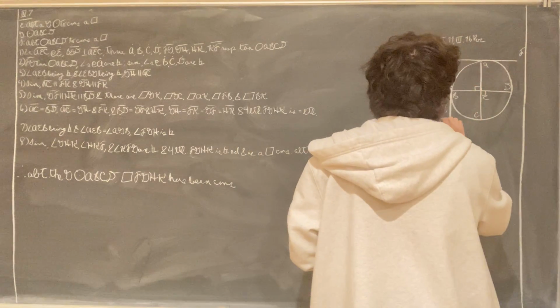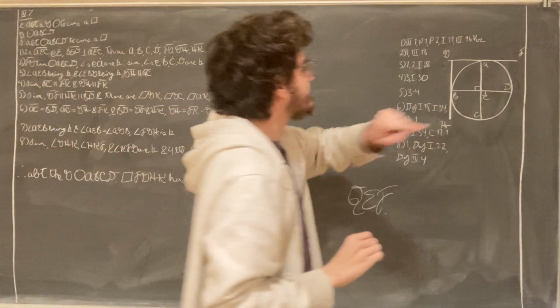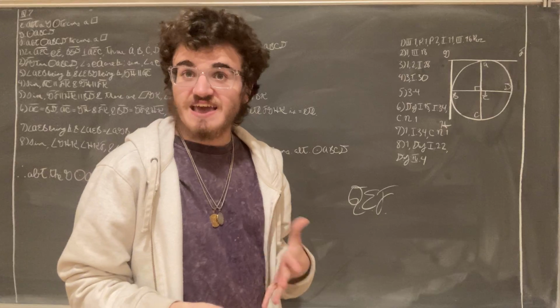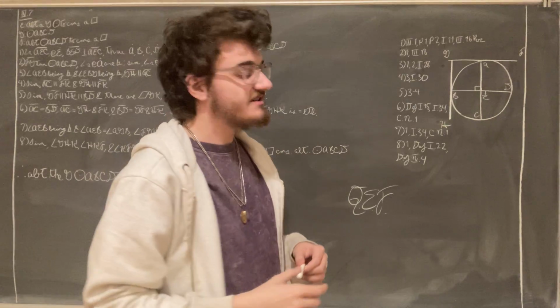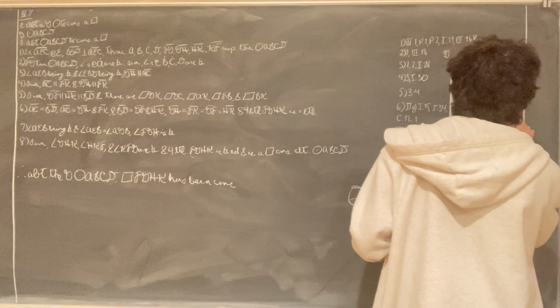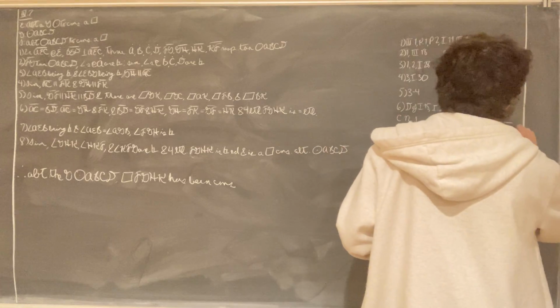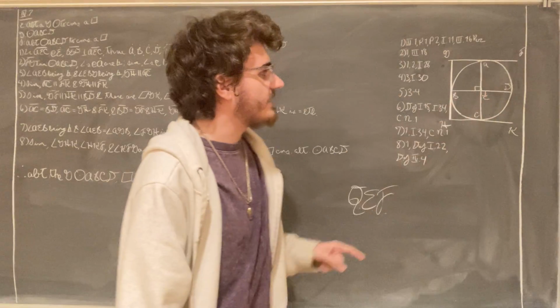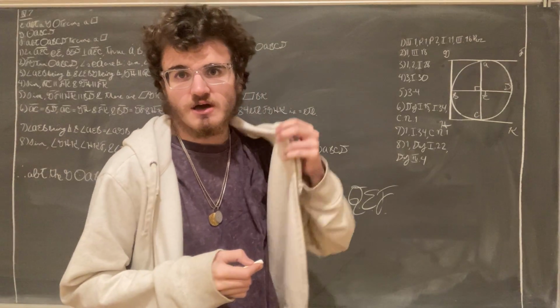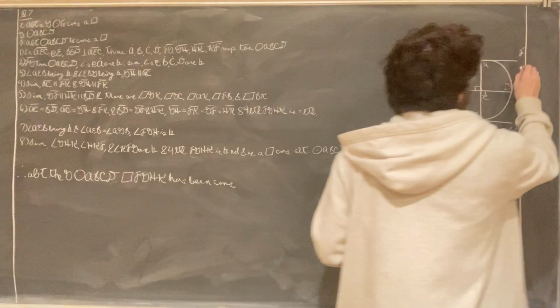Next, at the point C, we're going to have the straight line HCK tangent to the circle ABCD at the point C. And then finally, at the point D, we're going to have the straight line FDK tangent to the circle at the point D.